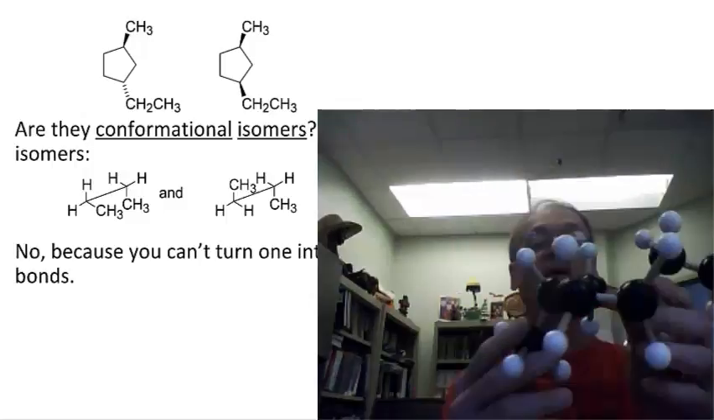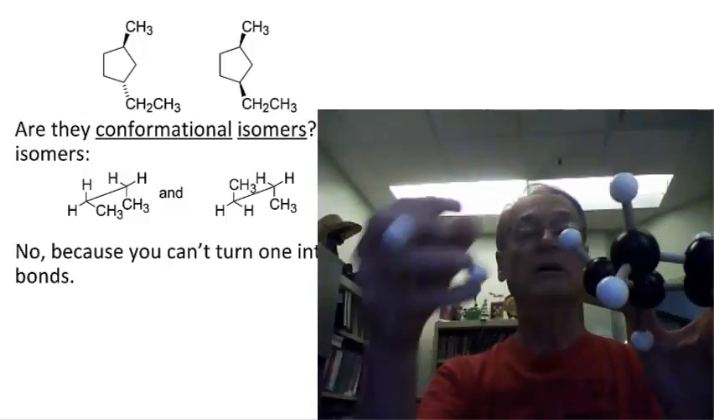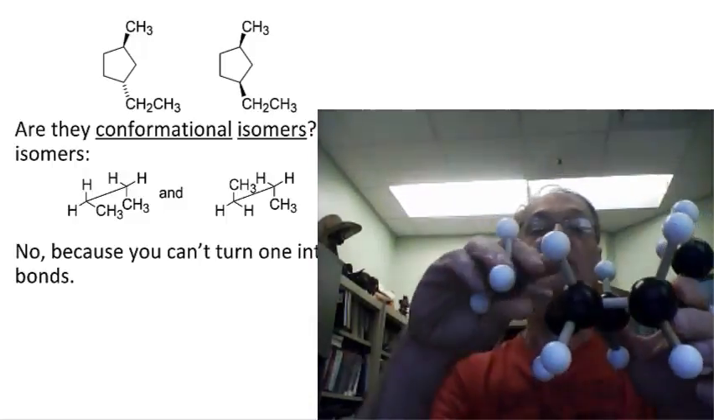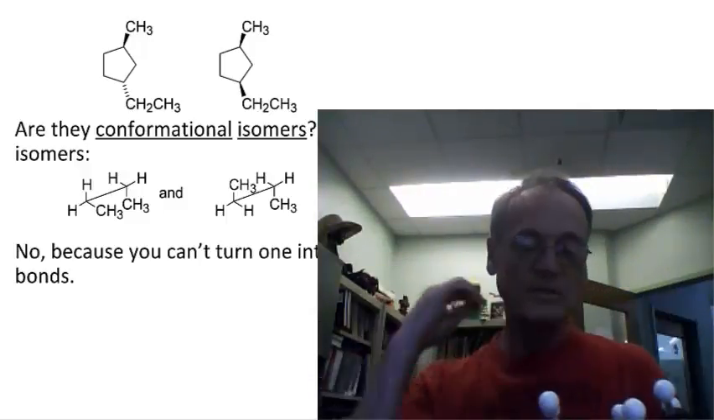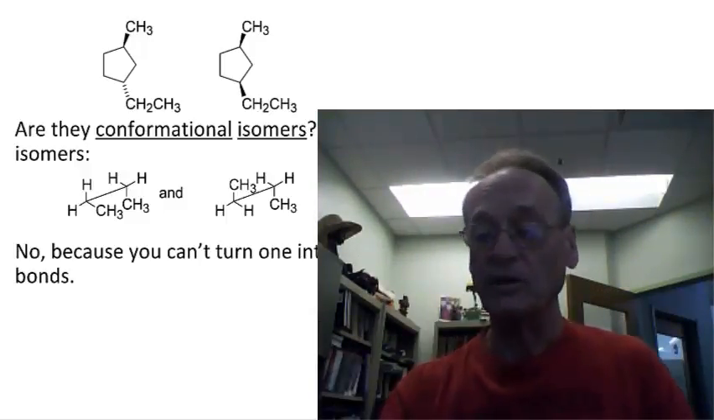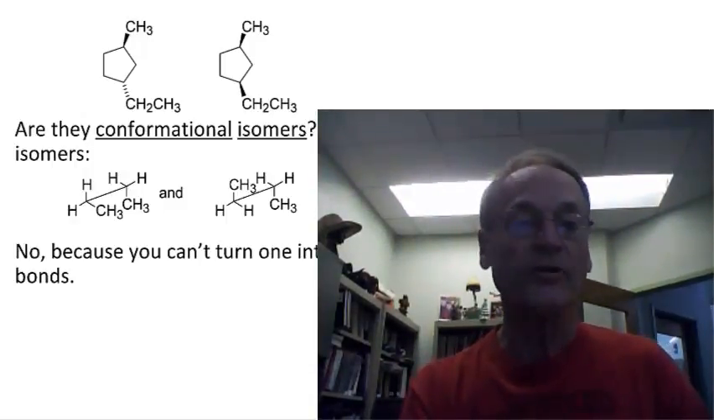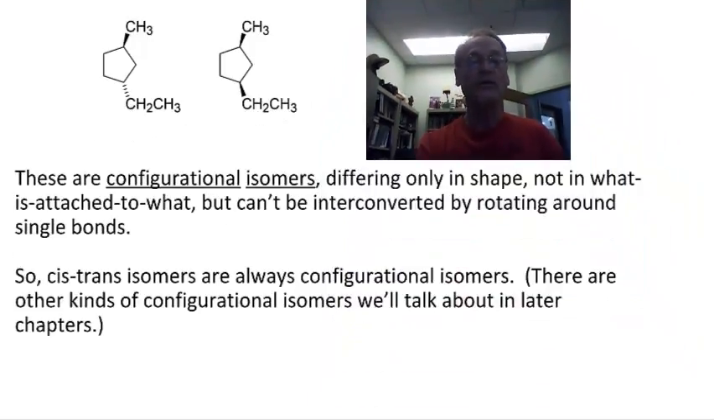In order to make it cis, I would literally have to take off one of the two groups, break a bond, break off a hydrogen, move the hydrogen down, and then switch the methyl group up. Now I've gone from trans to cis. So the fact is they're not conformational isomers. You can't get to one from the other by just rotating. So what are they? If they're not constitutional isomers and they're not conformational isomers, these are what we're going to refer to as configurational isomers.